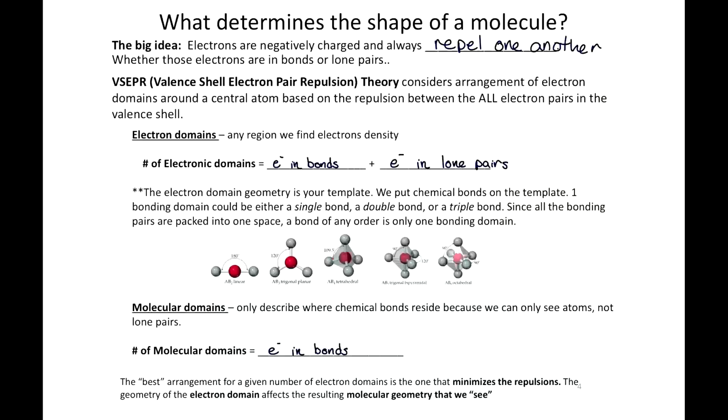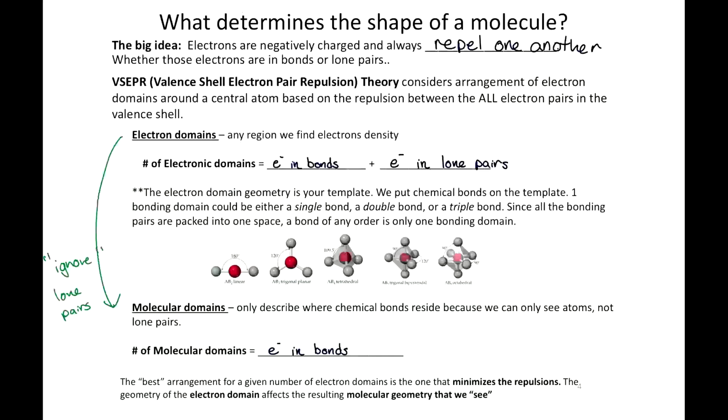So that's where we cover up the places that are lone pairs because we can't see them, and then we only describe where the chemical bonds are. Both of these things are related to each other. For molecular geometry, we ignore the lone pairs because we can't see them, but they're still there. That's the important thing. The electron domain geometry minimizes the repulsions. Your electrons spread out as efficiently as possible. That is your template. Then we ask which of those electron domains are actually chemical bonds, and that will dictate our molecular geometry.